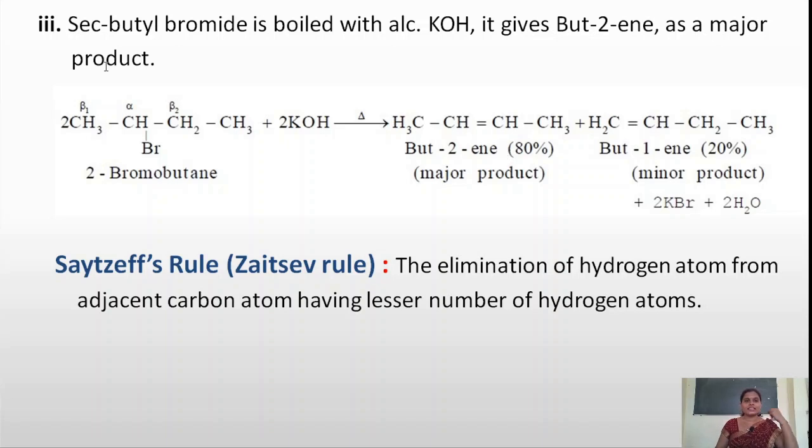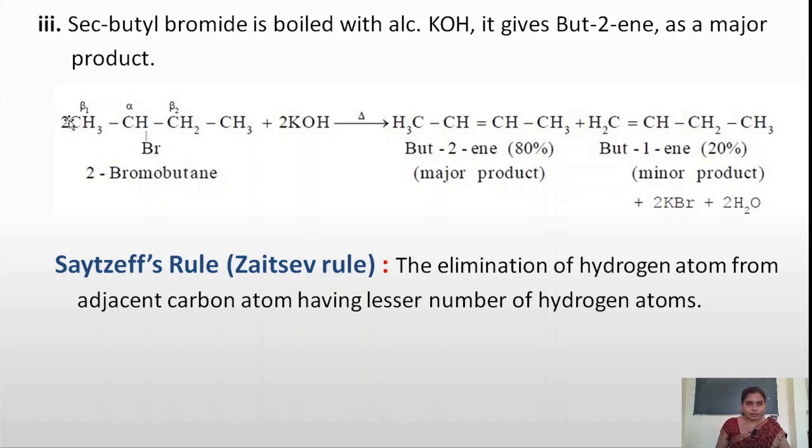But now in this example, secondary butyl bromide is boiled with alcoholic KOH, and it gives but-2-ene as a major product. So this is the example of 2-bromobutane, and here there are 2 beta hydrogens, and these 2 beta hydrogens are of 2 different groups. Now this is the beta 1, we will say it as beta 1, and this is the beta 2.